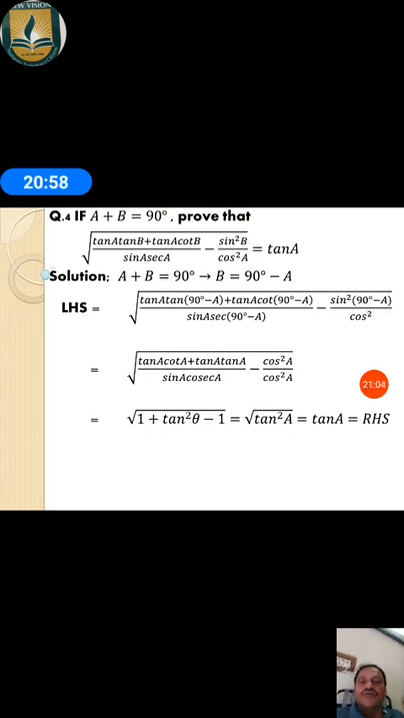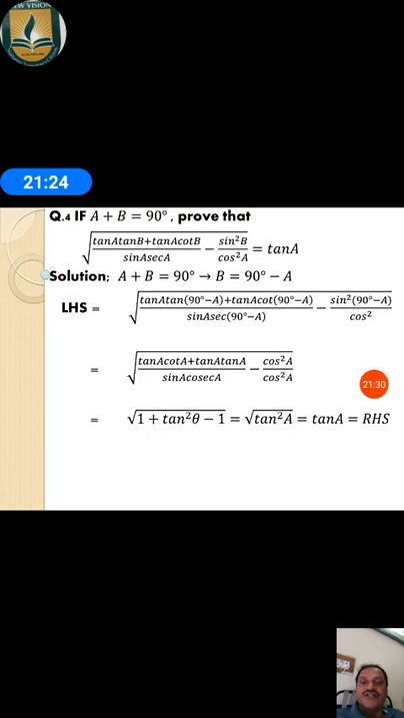Now the fourth problem: if a plus b is equal to 90 degrees, prove that the square root of (tan a tan b plus tan a cot b) by (sin a secant a) minus (sin square b by cos square a) is equal to tan a. How do we do this particular problem? It is given that a plus b equals 90 degrees, from that b equals 90 degrees minus a.